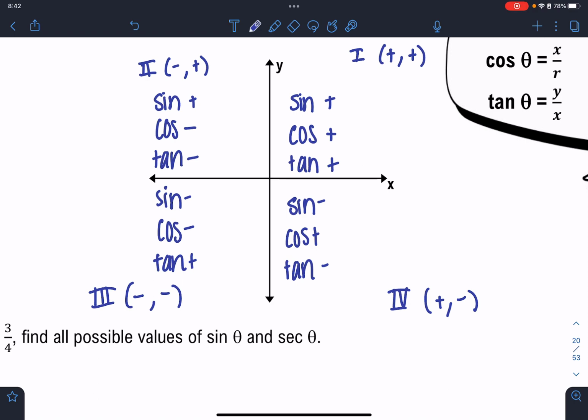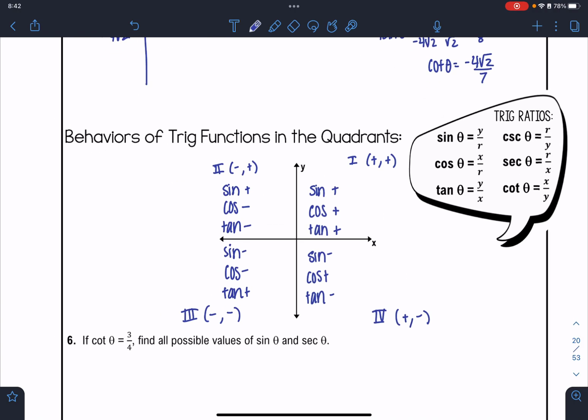Okay, so hopefully you can kind of see those patterns. Top half, sine is going to be positive. Bottom half, sine is going to be negative. To the right, cosine is going to be positive. To the left, cosine is going to be negative. So it can just help us kind of visualize where my points are at.